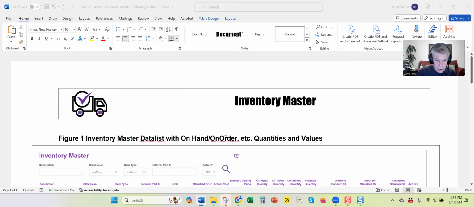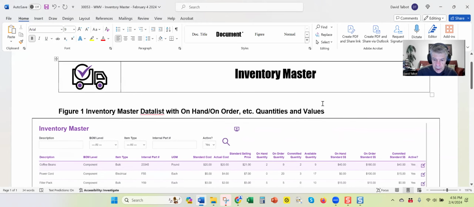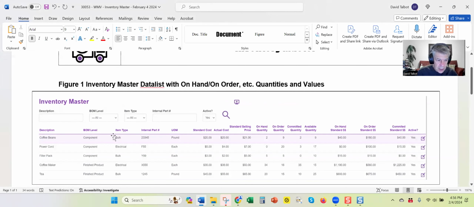I'm CTO of WorkMovr. And let me just go through Inventory Master. Now, the Inventory Master is a working skeleton, but you're probably going to need to do more to this. This is our basic bill of materials level, part numbers, unit of measures, standard actual cost, on-hand, on order, committed, available, on-hand dollars, on-order dollars, and committed dollars.